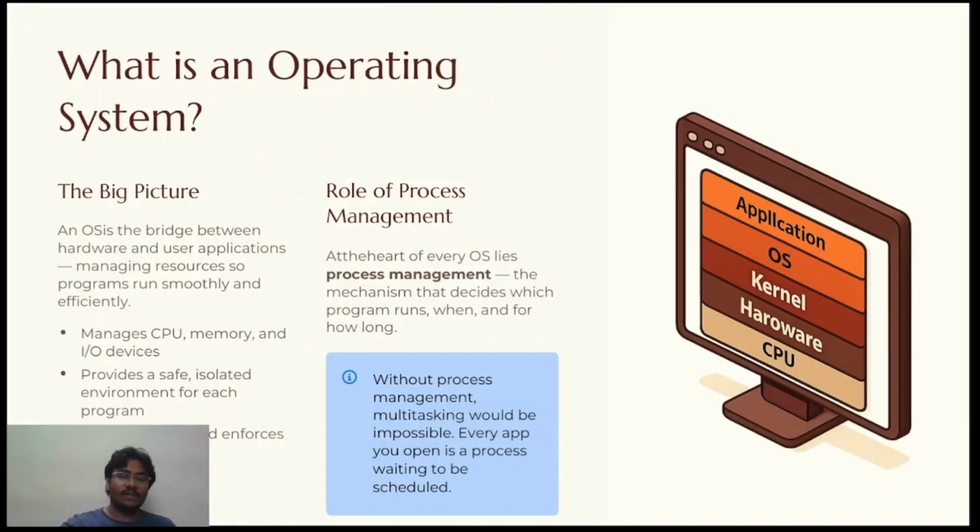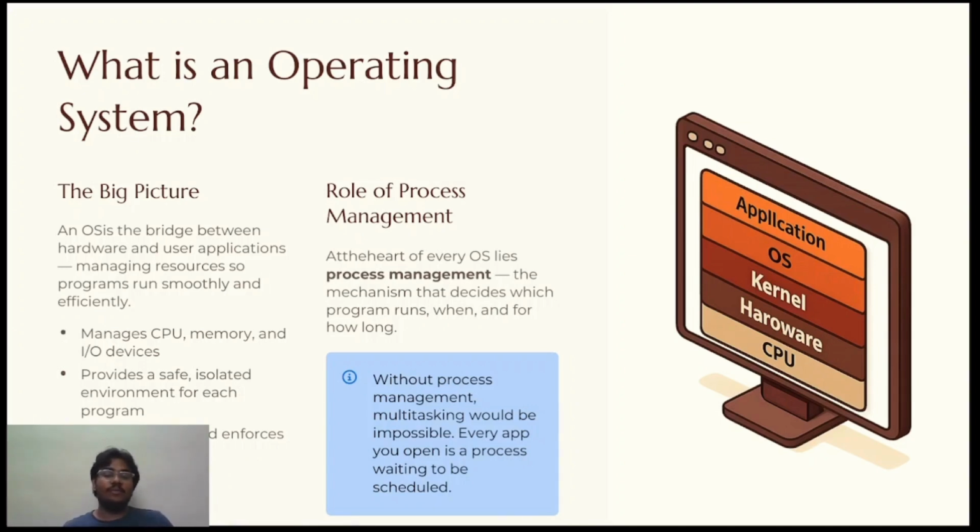So first of all, let's understand what an operating system is. An operating system is not just software. It's like a manager of the entire computer system. It handles the CPU, the brain of the computer, memory, RAM, and devices like the keyboard, disk, and other input-output devices. But the key part is it doesn't just run one program at a time.